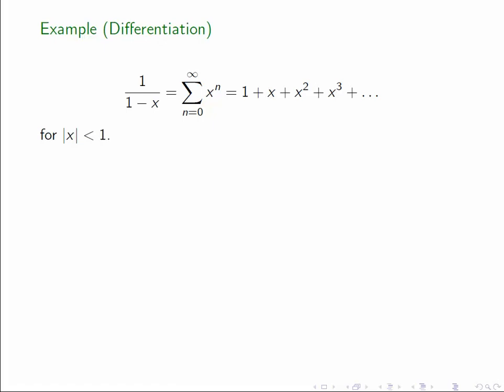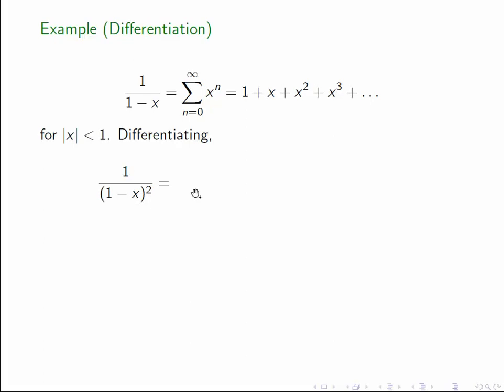So we know that 1 over 1 minus x can be represented as the sum of x to the n from 0 to infinity. So 1 plus x plus x squared plus x cubed, etc., because it's a geometric series with initial term 1 and ratio x. So this equality will be true when x has absolute value less than 1. Differentiating the left-hand side gives us 1 over (1 minus x) squared. Notice that we're using the chain rule here, and there's a couple of negative signs that cancel out there.